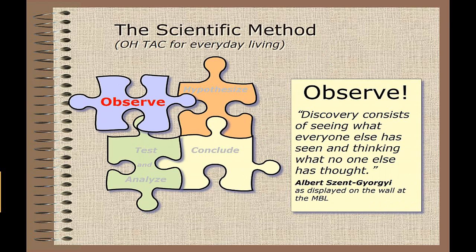Observe. That is probably the most important step in the scientific method, because if you don't observe carefully and accurately, the rest of the process is flawed. Albert Szent-Györgyi is a Nobel laureate who has made many interesting discoveries in his career. This particular quote appears on the wall at the Marine Biology Labs in Woods Hole. Discovery consists of seeing what everyone else has seen and thinking what no one else has thought. So if you make careful observations and think about them, you may in fact be someone who makes a huge breakthrough.